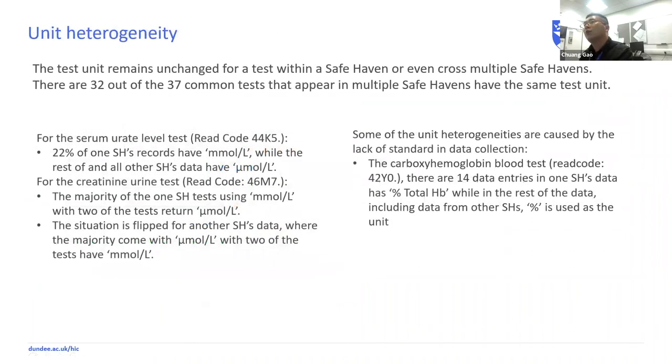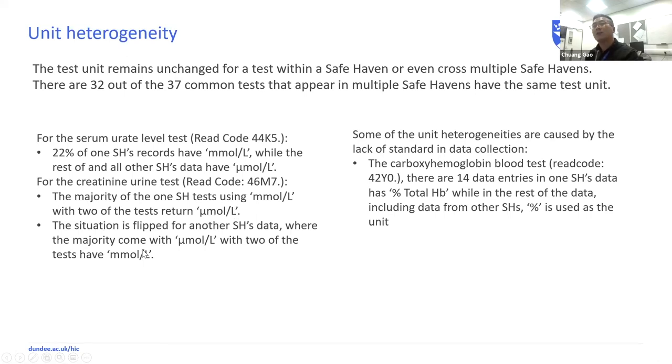When it comes to unit heterogeneity, it's good news. The unit heterogeneity is not as bad as the reference range. 32 out of the 37 common tests that appear in multiple safe havens actually have the same test unit. There are some variations in the unit, though. For example, for this test, 22 of one safe haven's records have this unit, while the rest of the records in the other safe havens have a different unit. Again, for this other test, the majority of one safe haven's tests use this as a unit, and only two of the tests come back using this one.